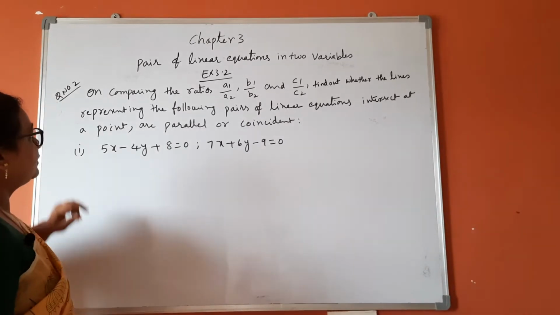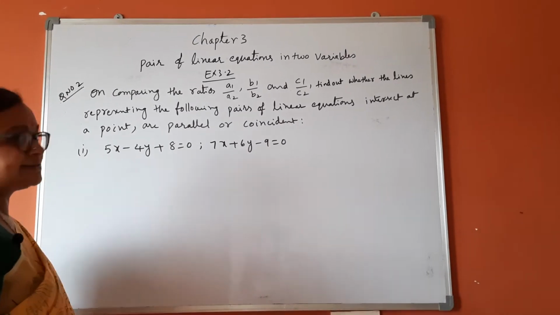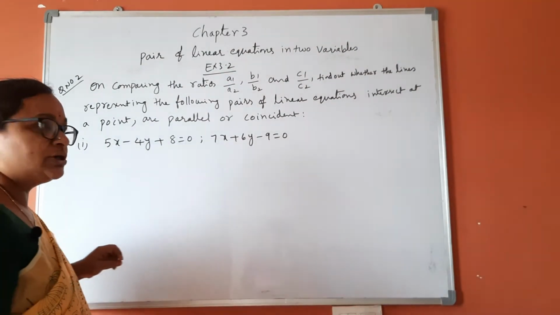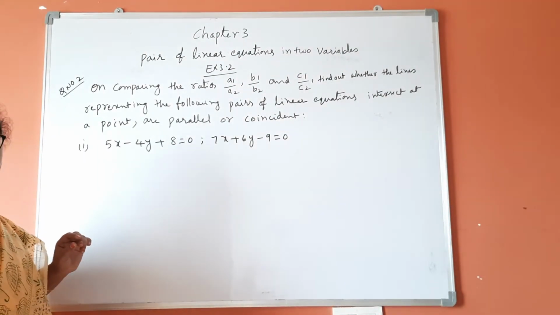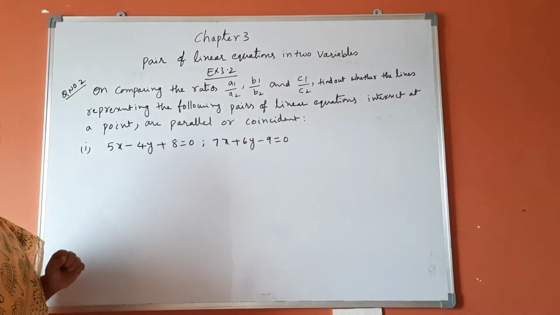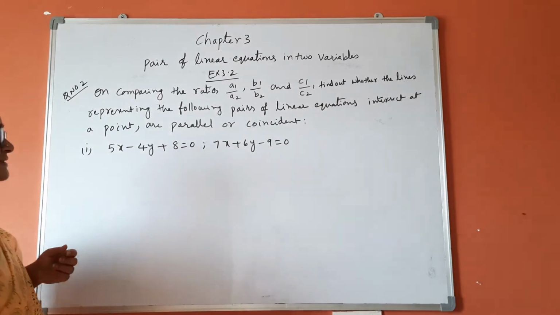The given pair of linear equations is 5x minus 4y plus 8 is equal to 0 and 7x plus 6y minus 9 is equal to 0. So, we need to find the ratios A1 by A2, B1 by B2 and C1 by C2. By that we will come to a conclusion whether the lines intersect, or are parallel, or coincident.